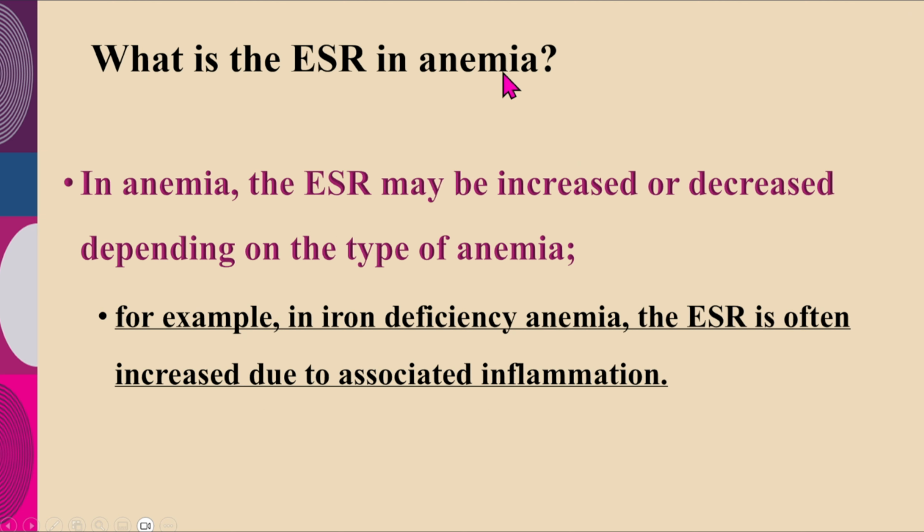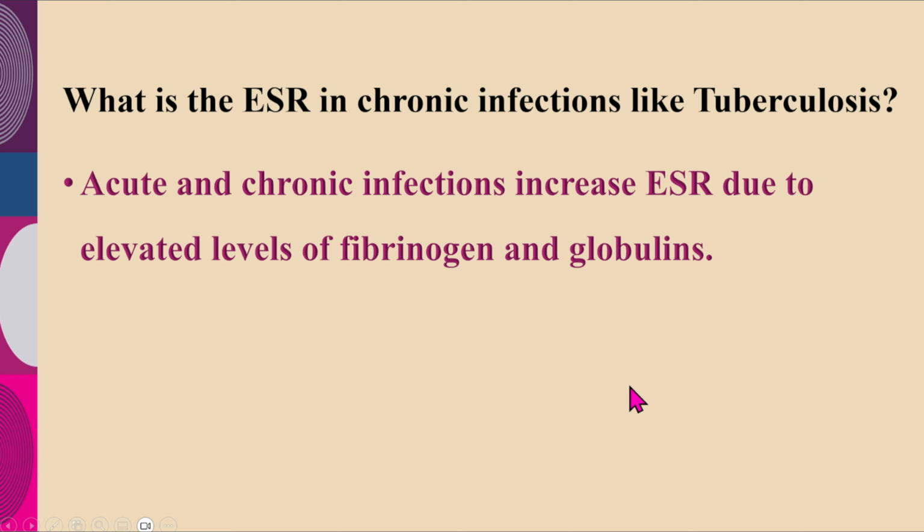What is the ESR in anemia? In anemia, ESR may be increased or decreased depending on the type of anemia. For example, in iron deficiency anemia, the ESR is often increased due to associated inflammation. What is the ESR in chronic infections like tuberculosis? In tuberculosis, there is an elevated level of fibrinogen and globulin, so there is increased ESR.